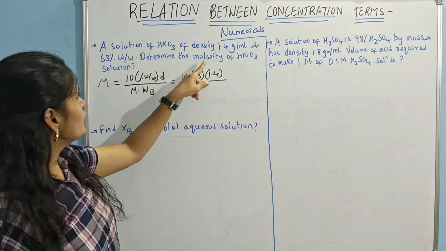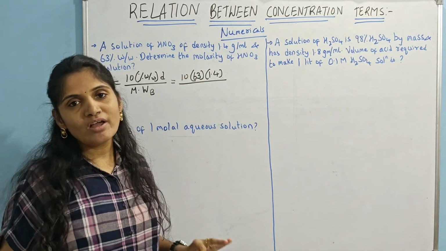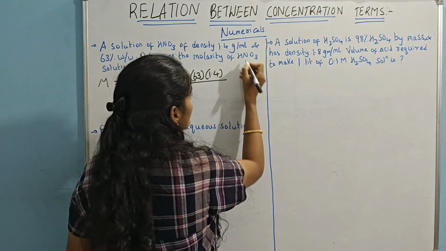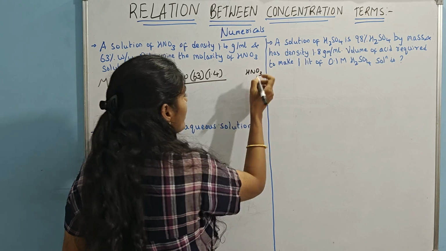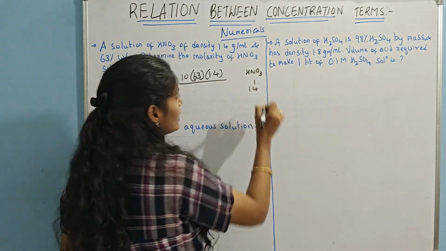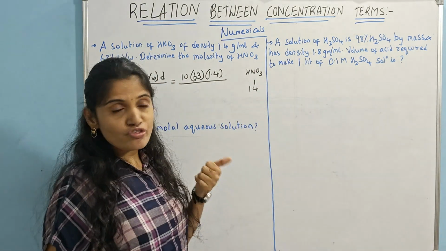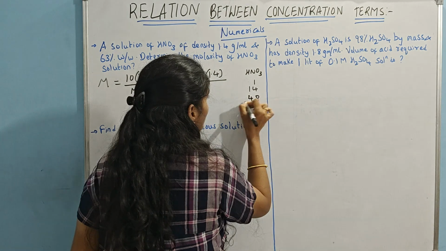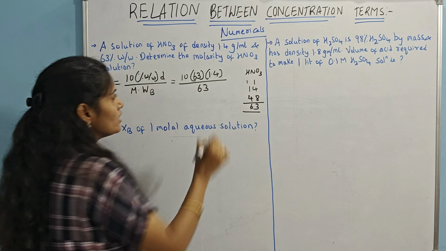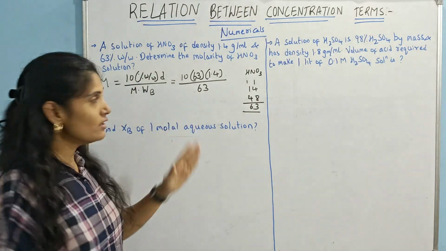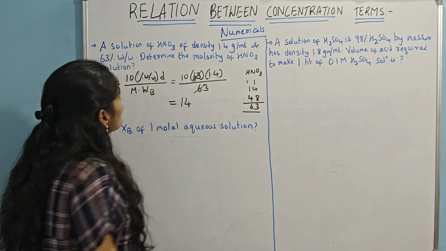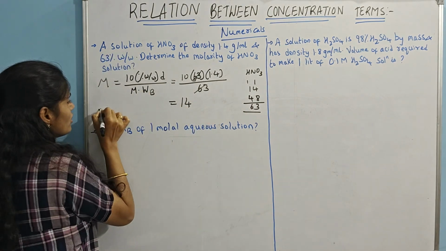What is the solute here? It is a solution of HNO3. So the solute is HNO3 and the solvent is water. So calculate the molecular weight of HNO3. Hydrogen mass is 1. Nitrogen is 14. Oxygen, 1 oxygen is 16, so 16 times 3 is 48. It comes to 63, divided by 63. Now if you see, the calculation is very easy here. 63 and 63 get cancelled. So how much will you get here? 14.